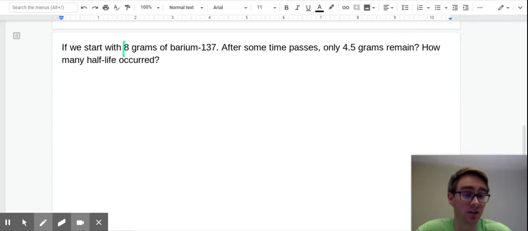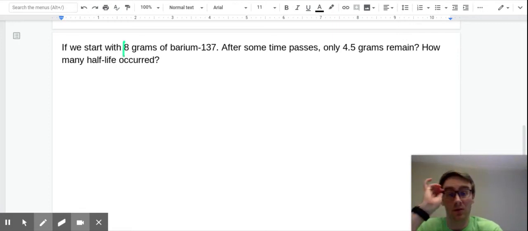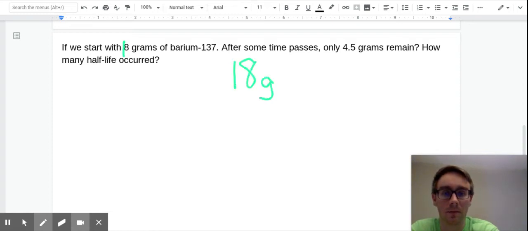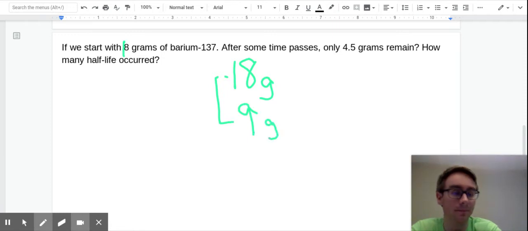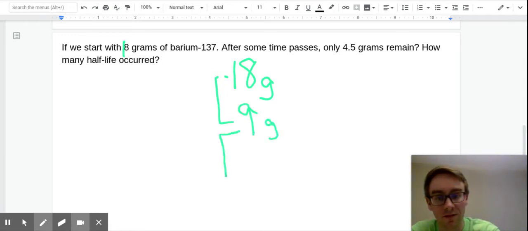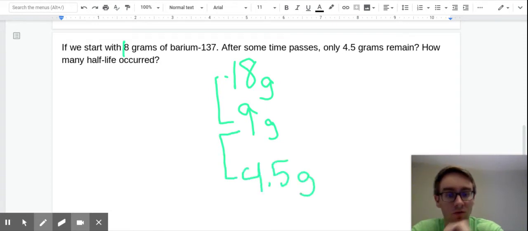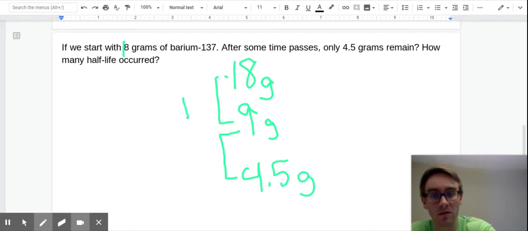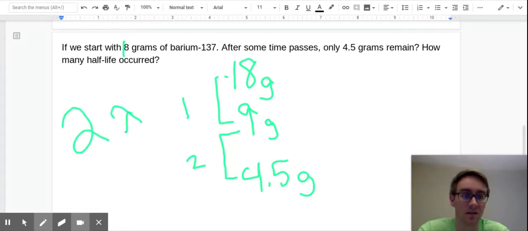All right, so this one's actually a little bit easier, I think. If we start with 18 grams, after one half-life, 9 grams would remain. Well, we're not at 4.5 yet, but after another half-life, 4.5 grams remain. There we go. We had 1, 2. So the correct answer is 2 half-lives have occurred in this case here.